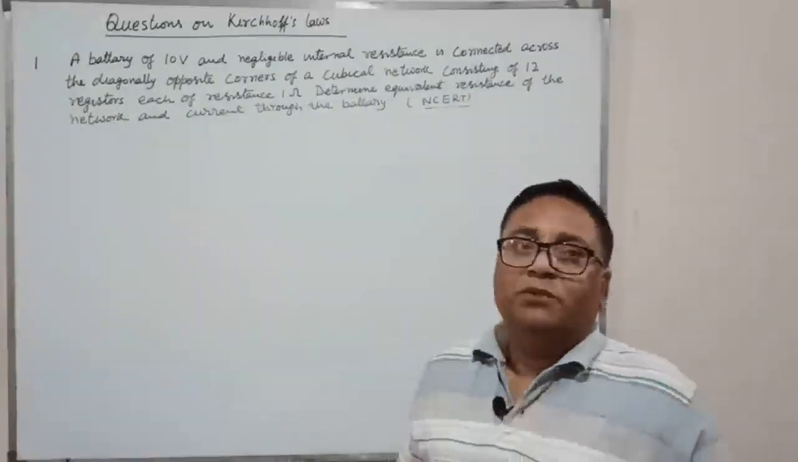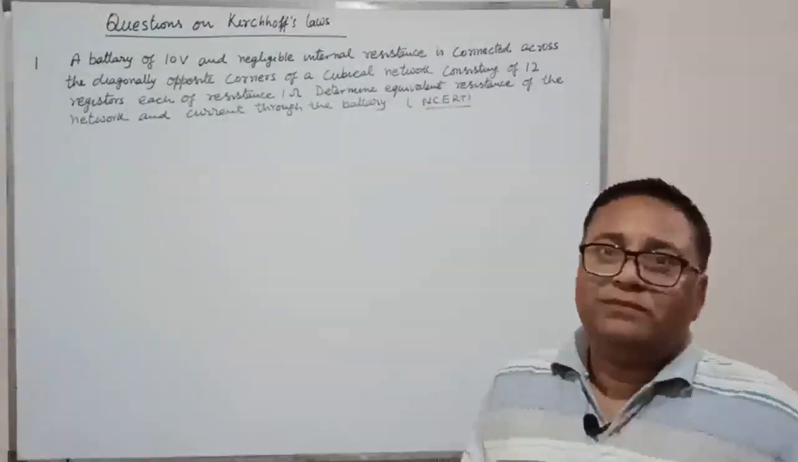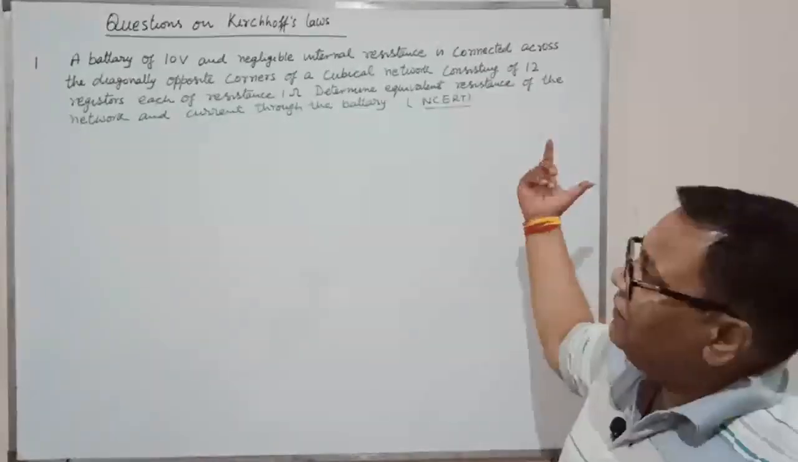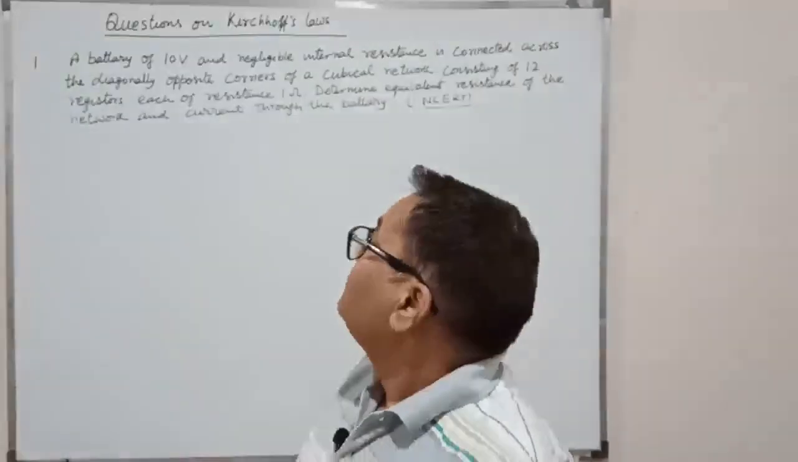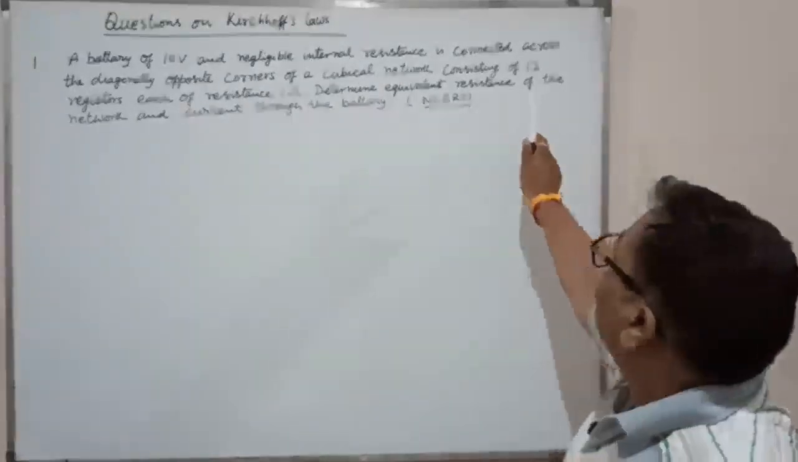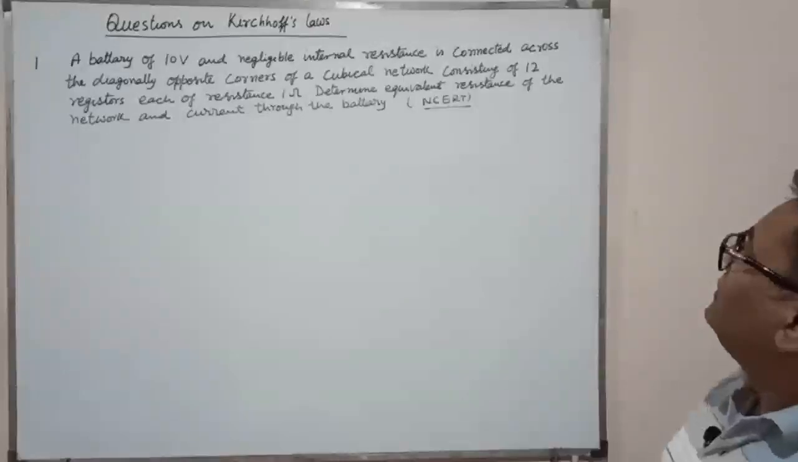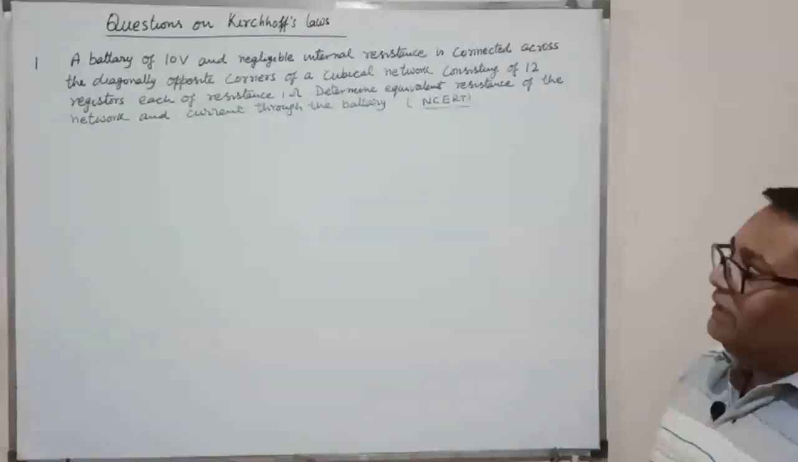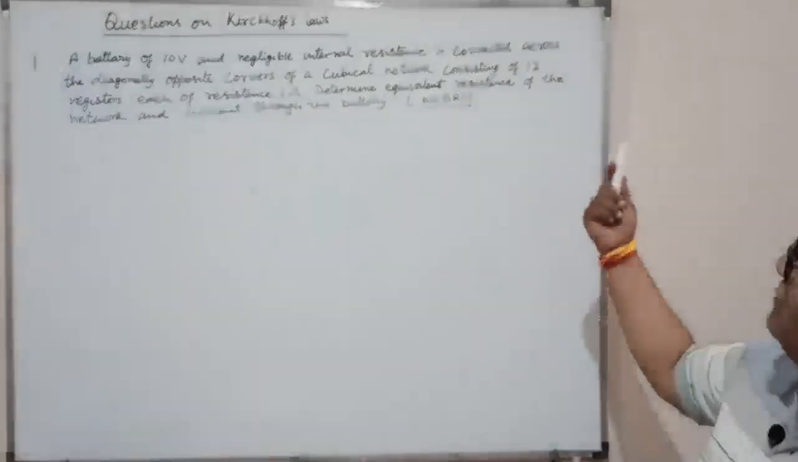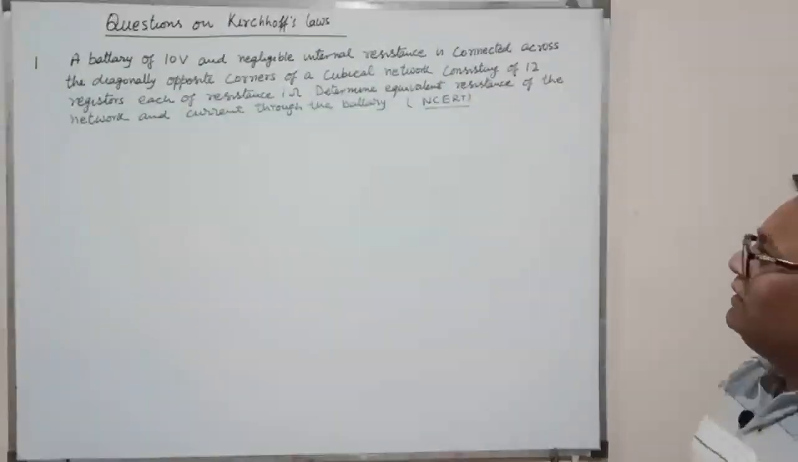Hello students, today we are discussing the questions based on Kirchhoff's law. The first question I have taken from NCERT. A battery of 10 volts of negligible internal resistance is connected across diagonally opposite corners of a cubical network consisting of 12 resistors, each of resistance 1 ohm. Determine the equivalent resistance of the network and the current through the battery.